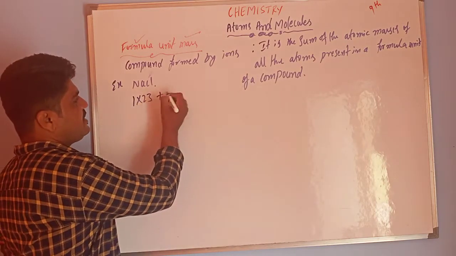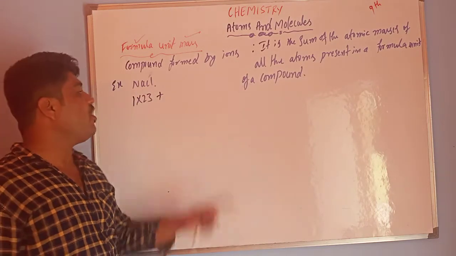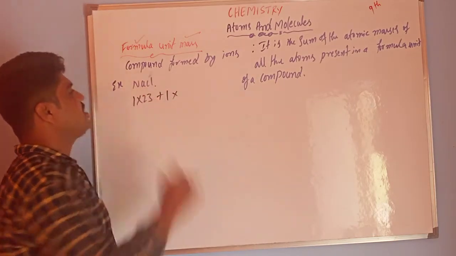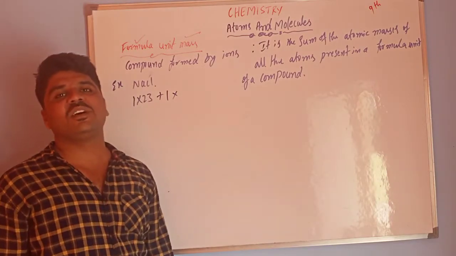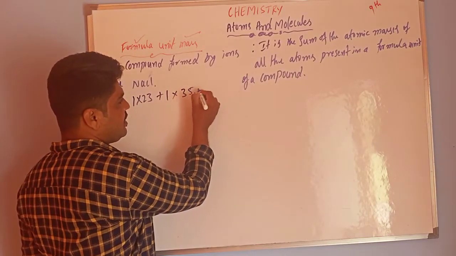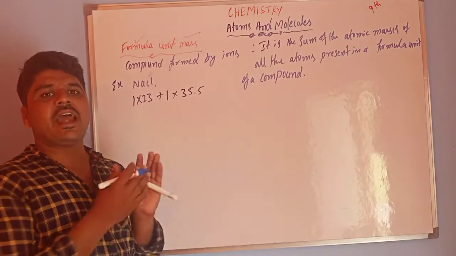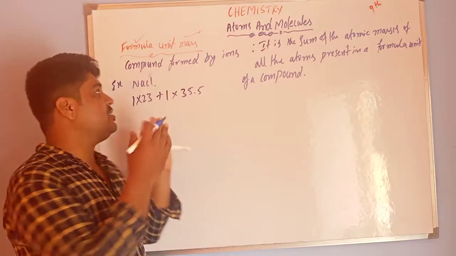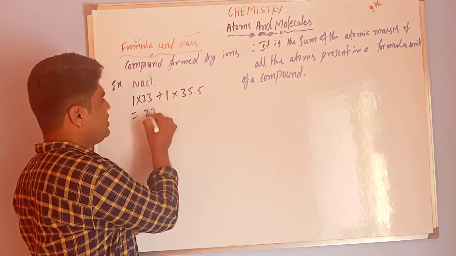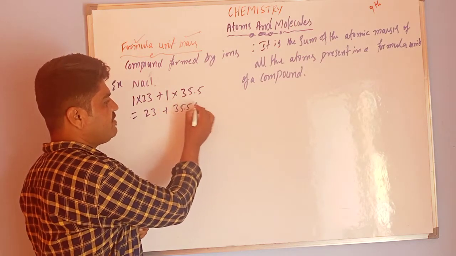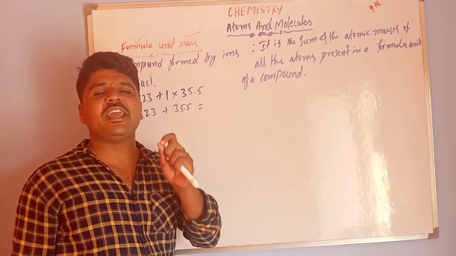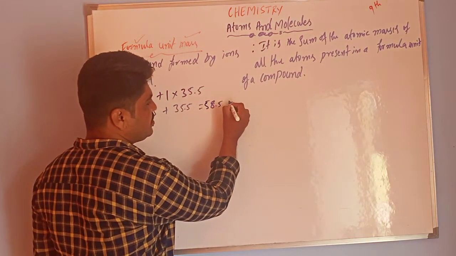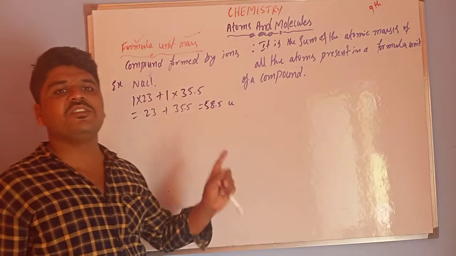Plus the next ion, chlorine. How many chlorines are present? Only one chlorine is present. So 1 into the atomic mass of chlorine, which is 35.5. Add these values and you get the formula unit mass of NaCl. So 1 into 23 is 23, 1 into 35.5 is 35.5. Totally 58.5 u. This is the symbol u for unified mass.